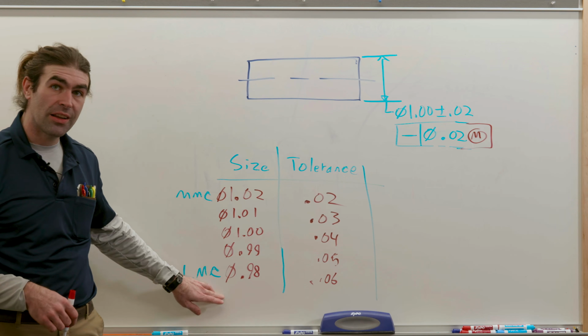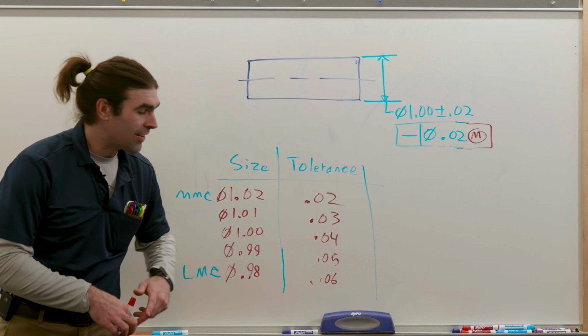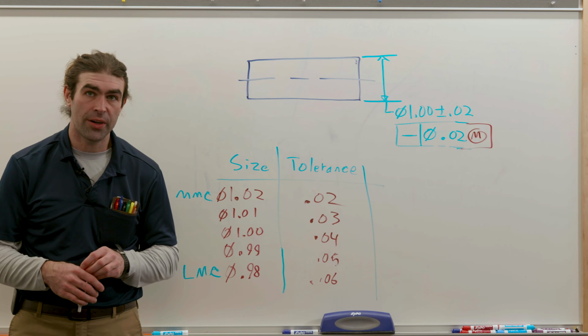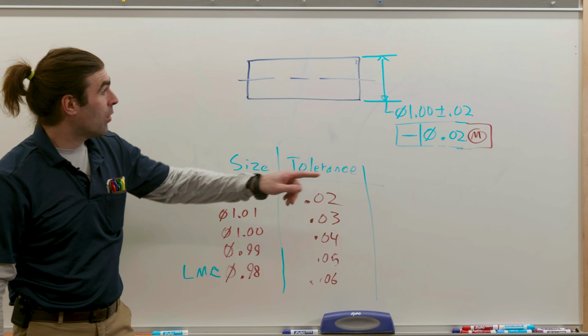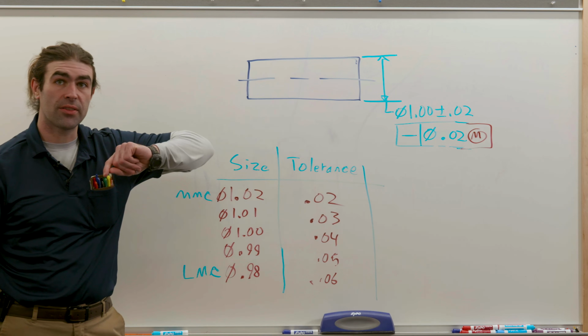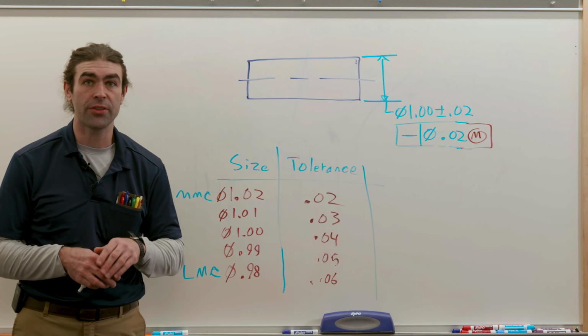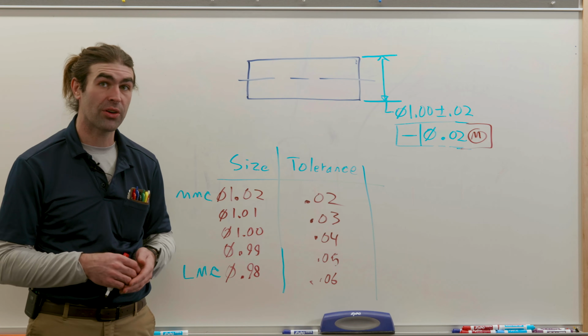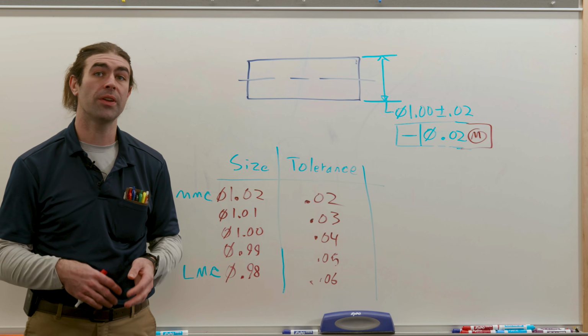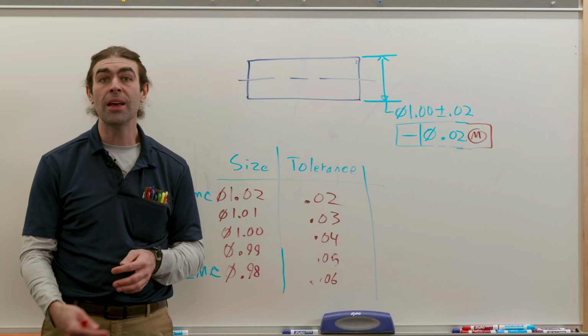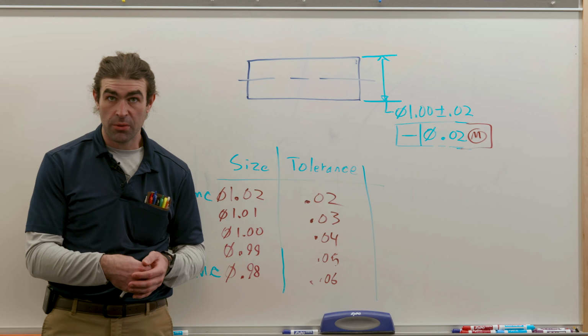If the pin comes in at its LMC, you're allowed 60 thousandths of geometric tolerance. That's also equal to the total size tolerance, 40 thousandths, right? So we just add 40 thousandths to the 20 thousandths to see the total amount of geometric tolerance that may result if the pin comes in toward its LMC, okay?